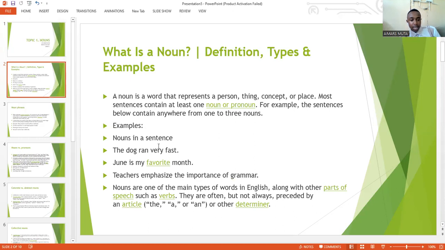Nouns are one of the main types of words in English, along with other parts of speech such as verbs. They are often, but not always, preceded by an article, a, the, or an, which are the determiners.